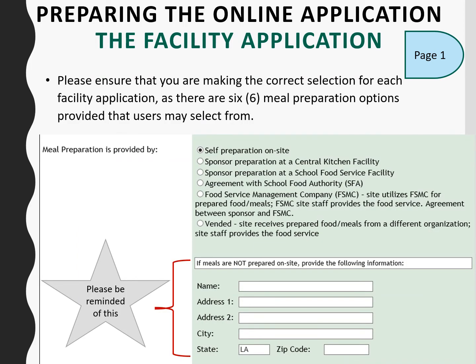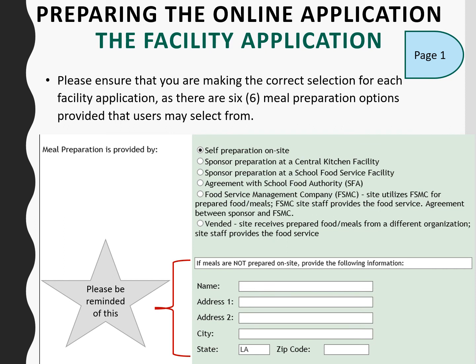Please ensure that you are making the correct selection for each facility application, as there are 6 meal preparation options provided that users may select. Self-preparation on-site, sponsor preparation at a central kitchen facility, sponsor preparation at a school food service facility, agreement with an SFA, a food service management company.